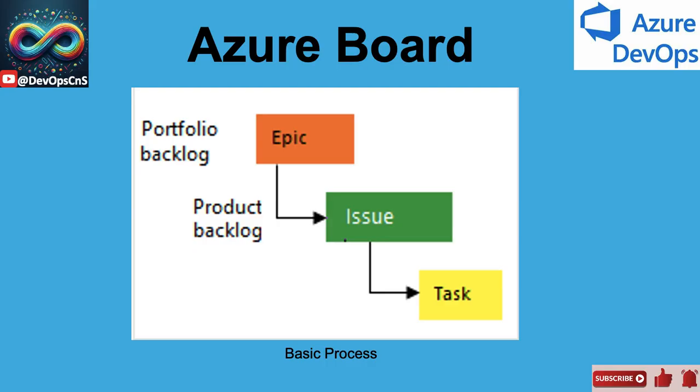In Azure Board, there are four different processes: one is Basic, another is Agile, another is Scrum, and the last one is CMMI. If we check the Basic process, it has the portfolio backlog, which we normally define as the epic, and in the epic it has the product backlog. The product backlog has the issues, right? In issues you can define multiple tasks.